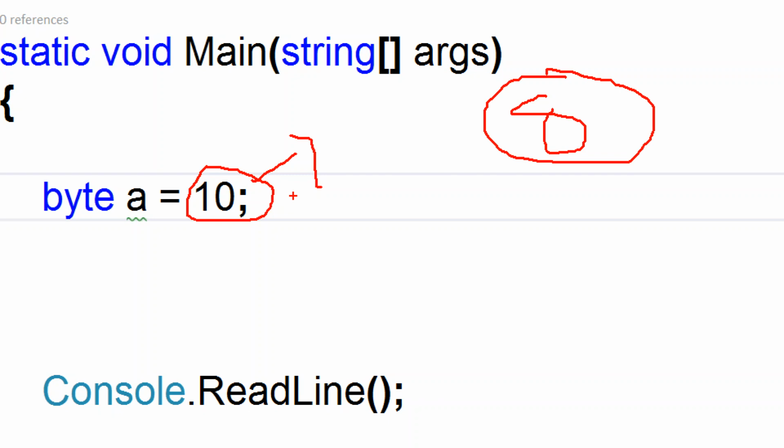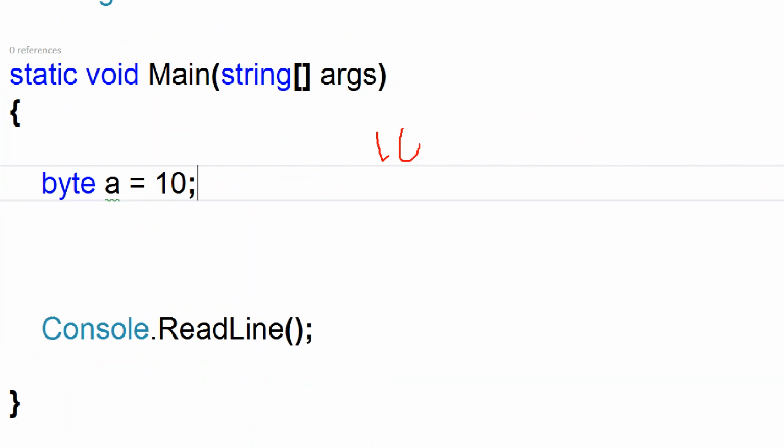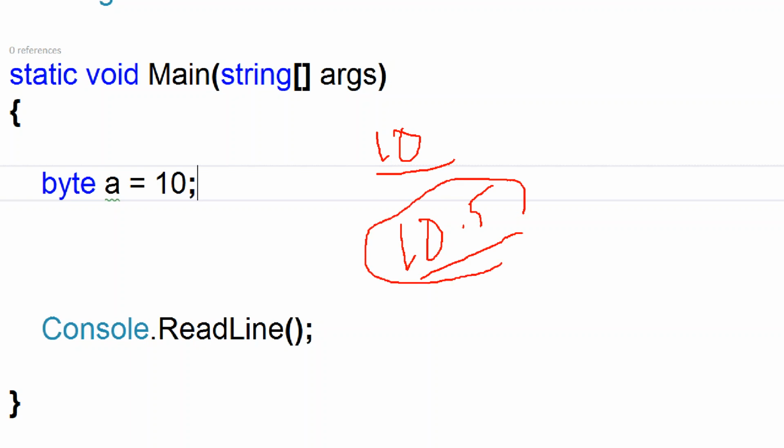Here you are not understanding my point. Any data you take will have a default type: 10, 10.5. 10.5 is floating data, but the default type of floating data in C# is double. What about 10? It is numerical data, but the default type of numerical data in C# is int.